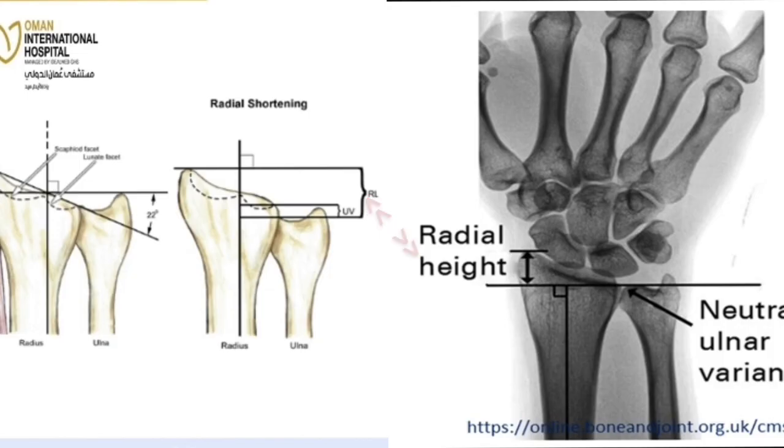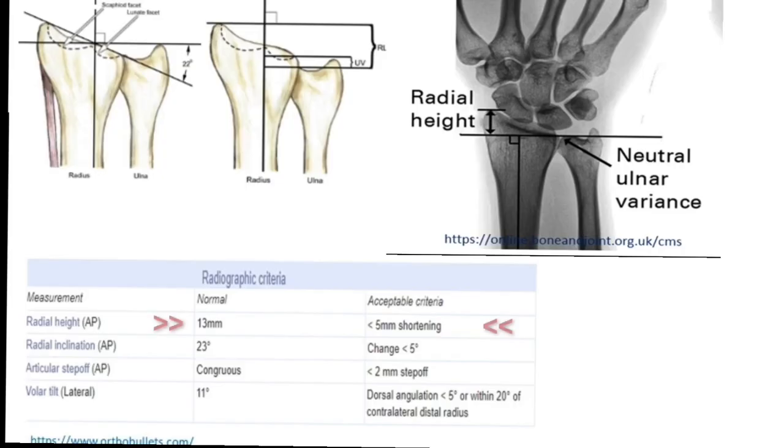The radial height, which is shown here, is very important to determine the power of the fist movement and the palmar flexion of the wrist, and it is acceptable to be between 8 and 13 mm.